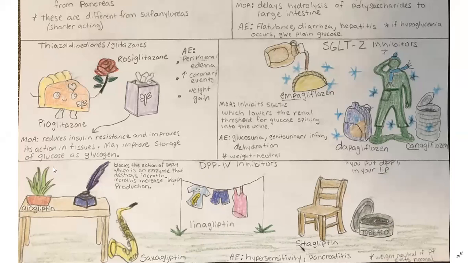So we will start over here. We have alogliptin, so an aloe plant for alogliptin. We have a saxophone for saxagliptin. Linen on a line for linagliptin, and then a chair for sitagliptin. Mechanism of action for these drugs is that it blocks the action of DPP4.